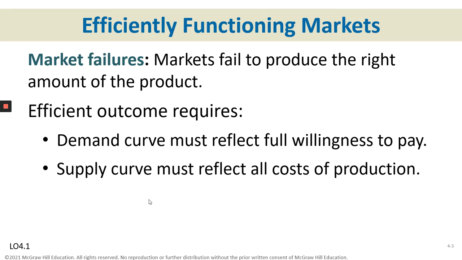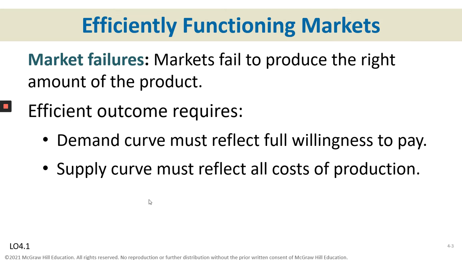Let's take a look at the part of Chapter 4 that is on market failures, which is when markets fail to produce the right amount of a product. They're rare, and there are also government failures, which are caused when government fails to find an efficient solution.